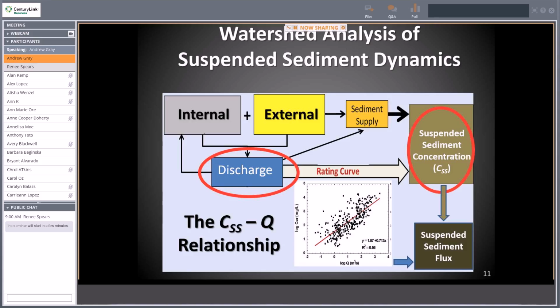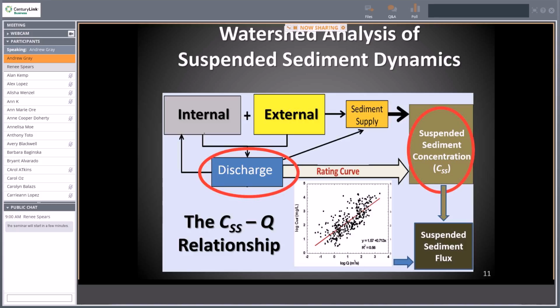And for that reason, we generally find in many systems that discharge, and here on the bottom of this graph you see log discharge, and on the y-axis you see log concentration, is generally used as that first-order approach to explain the variations in concentration of suspended sediment. But really what we're doing is using discharge as a proxy for those same internal and external factors that interact to produce that sediment supply to the channel.